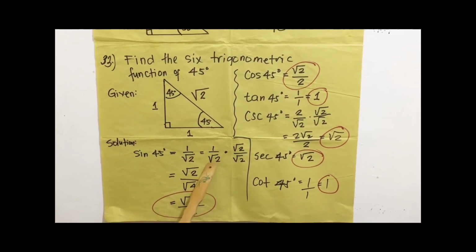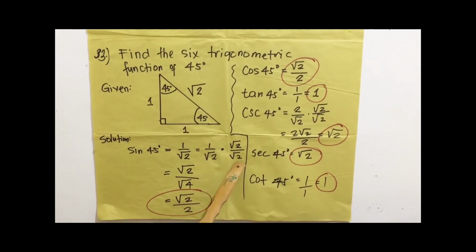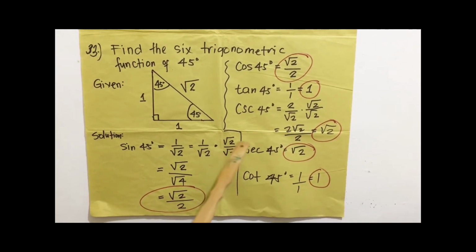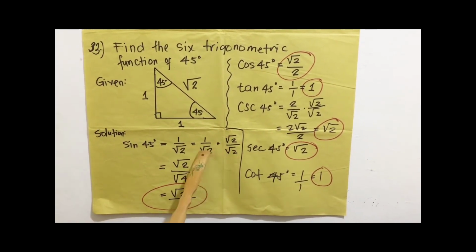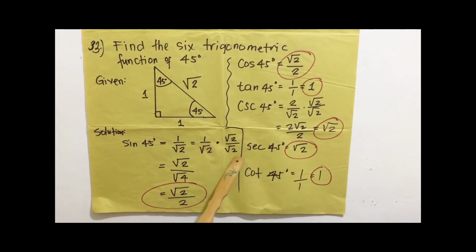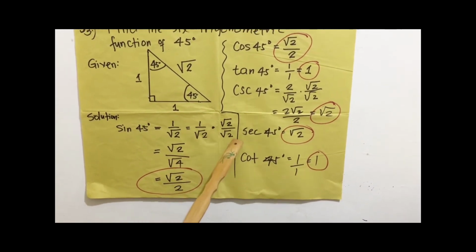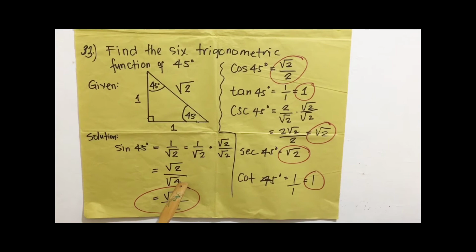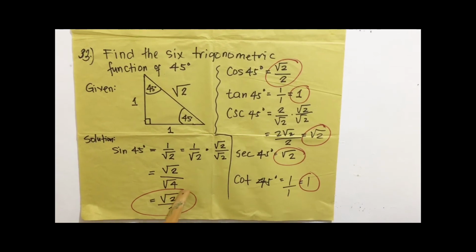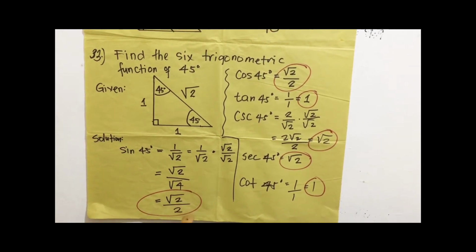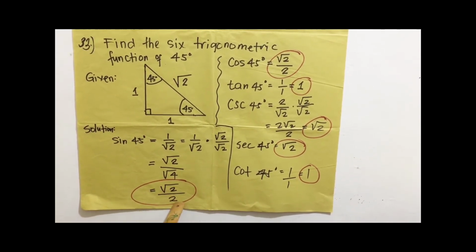So to rationalize, we're going to think of a number that, if we multiply it by this denominator, becomes a perfect square root. Okay, now the square root of 2 over square root of 2 is our number to multiply in order to have the perfect square root. 1 times the square root of 2 is equal to square root of 2, and square root of 2 times square root of 2 is equal to square root of 4. So we have now copied the numerator, square root of 2 over the square root of 4, which is 2. So our final answer for sine 45 degrees is square root of 2 over 2.